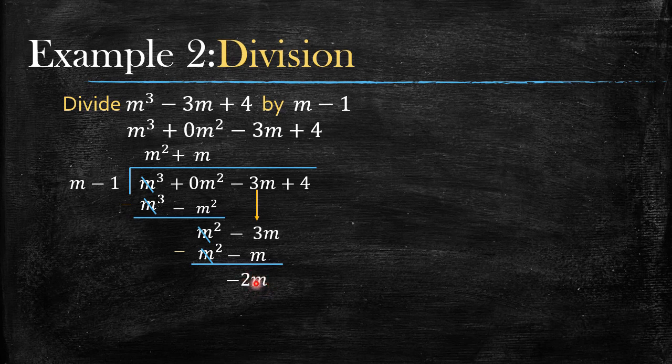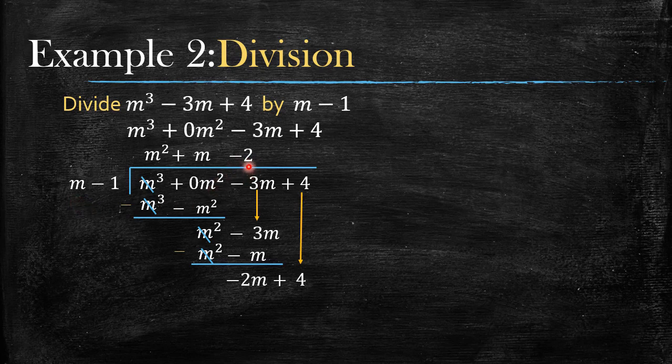Now once you get your answer, always remember to bring down the next number. The next number in this case is 4. You bring it down here. Now once you get to this point again, you go again to the first term. What's the first term? Negative 2m. What is negative 2m divided by m? The answer is negative 2.